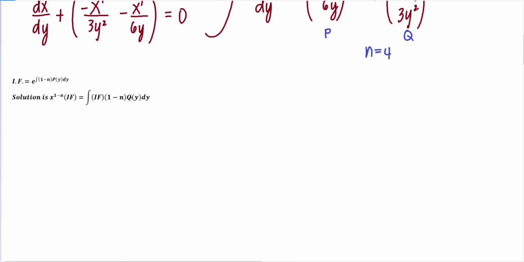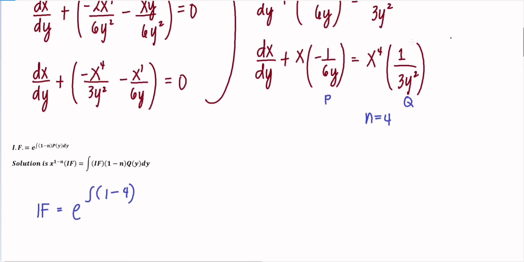We will get the integrating factor first. So, integrating factor of dx over dy is this. E raised to the integral of 1 minus n. So, 1 minus n, ang n natin ay 4, multiplied by p of y, dy. So, ito pa rin p, 1 over 6y. Ang kaibahan nito guys, sa past example natin, pagka nag-extract kayo ng y, kapag ka dy to over dx, ayan.